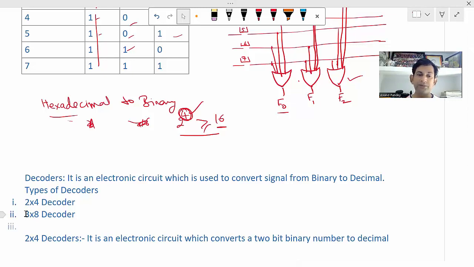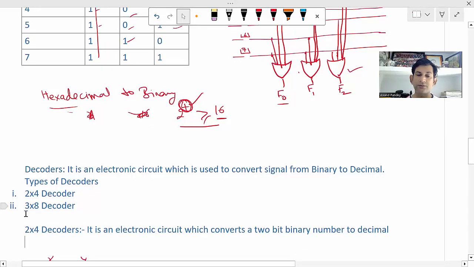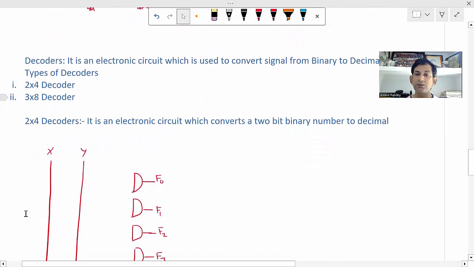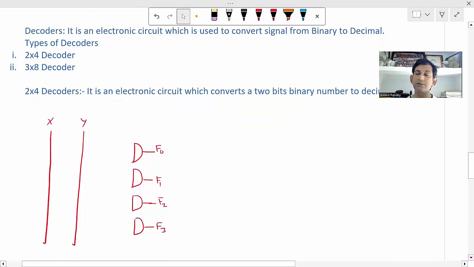Okay. Now I'm going to discuss the 2 cross 4 decoder. As I told, it is an electronic circuit which converts a 2 bits binary number to decimal. Okay. So here 2 is what? The number of input lines and 4 is what? The number of output lines. And this circuit is here to convert 2 bits binary numbers into decimal.